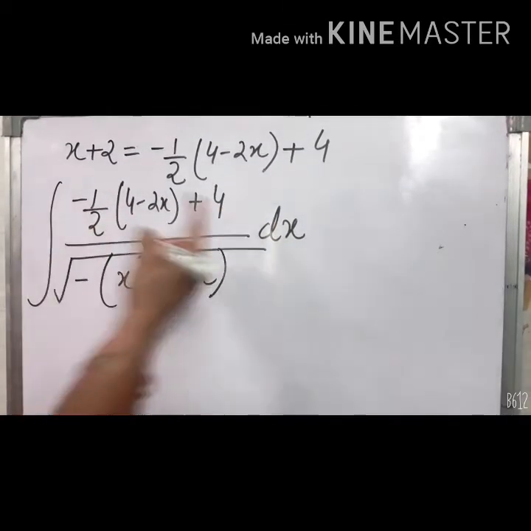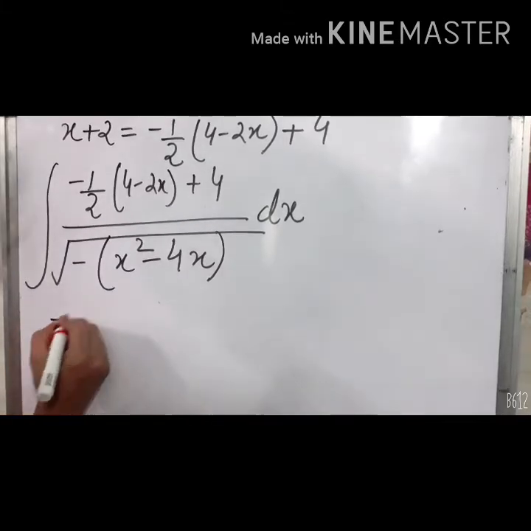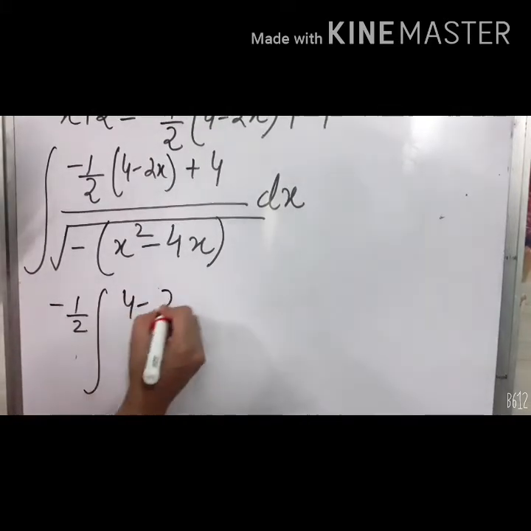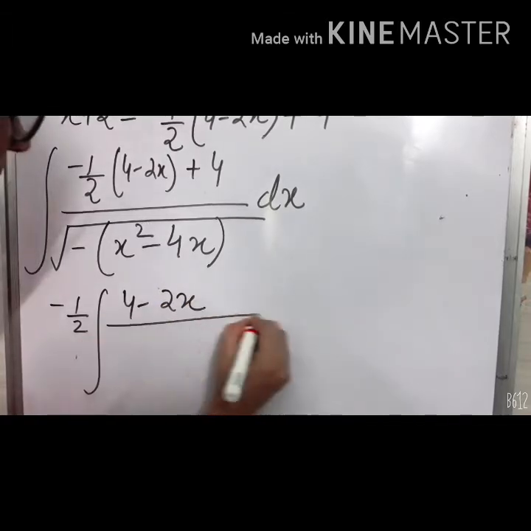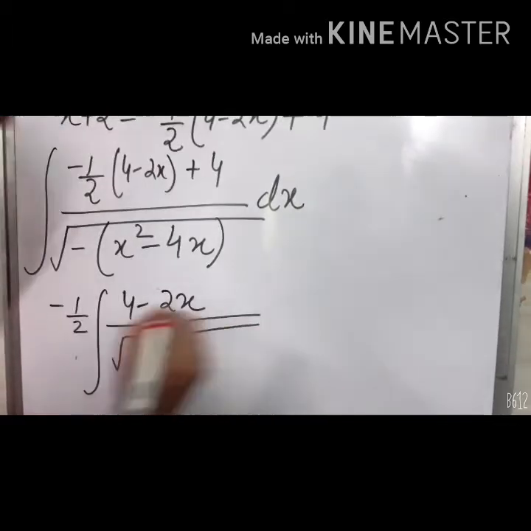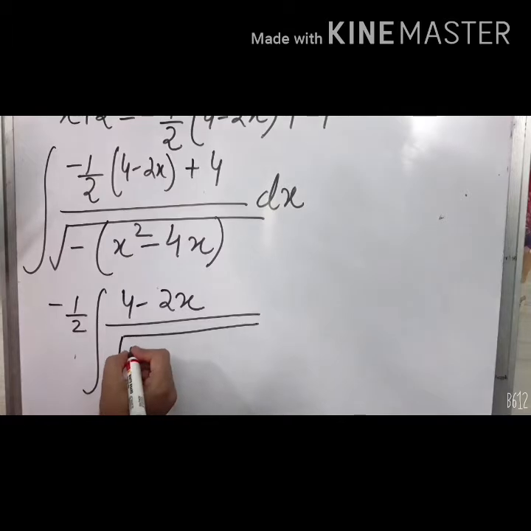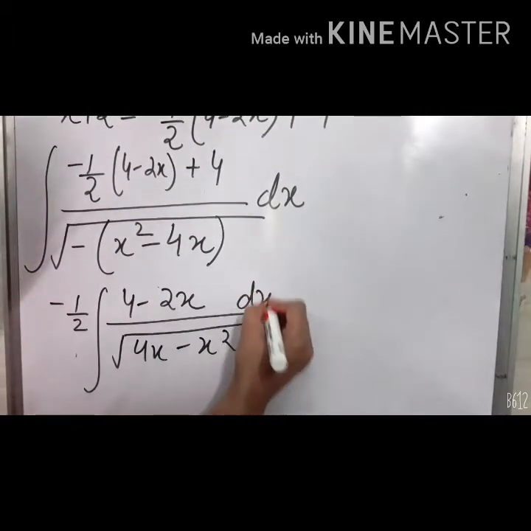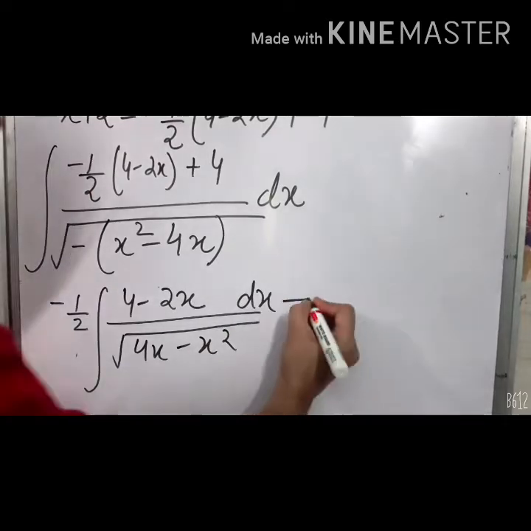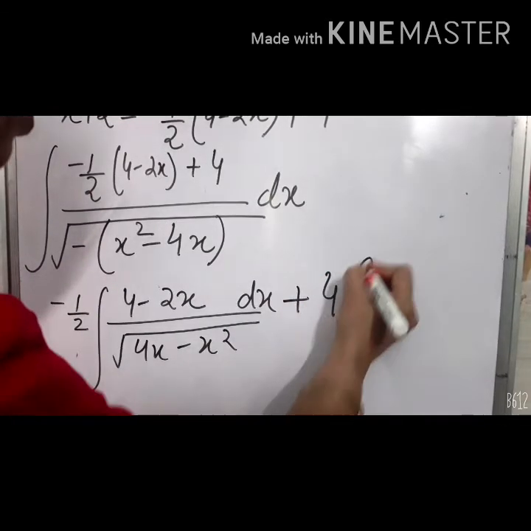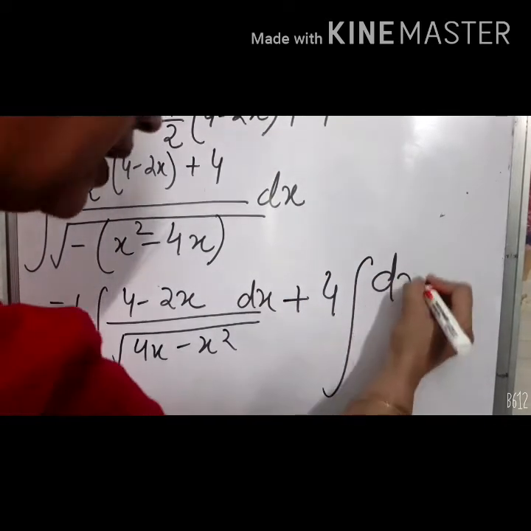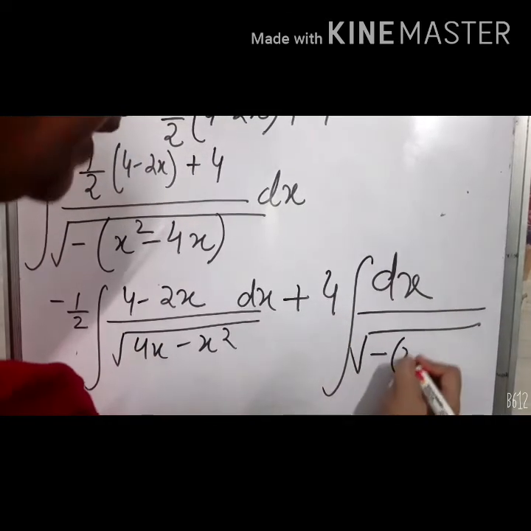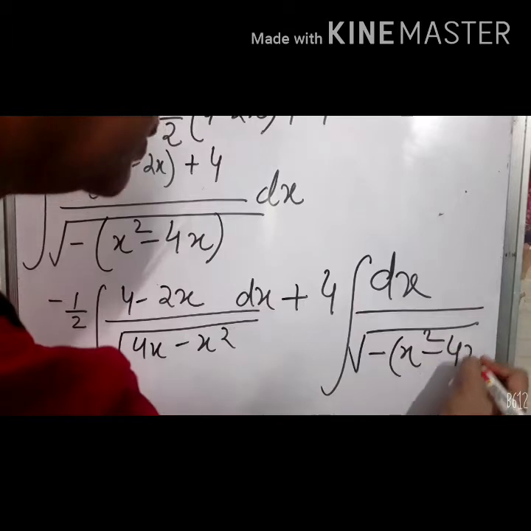Now, what we will do? We will separate the numerator. See, minus half I am taking out. It becomes integral of (4 minus 2x) by under root of, I am writing the original one, 4x minus x square here because I don't need anything here. After that plus 4 also I am taking constant. Here I am writing what I took as the minus common: minus of x square minus 4x. Correct?